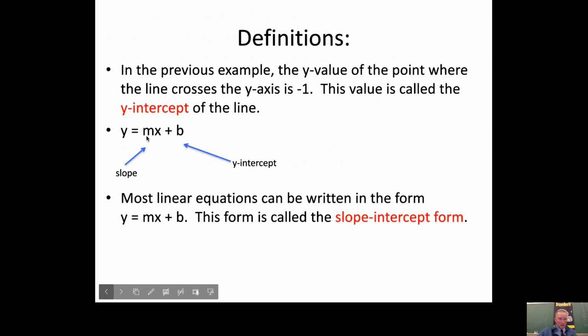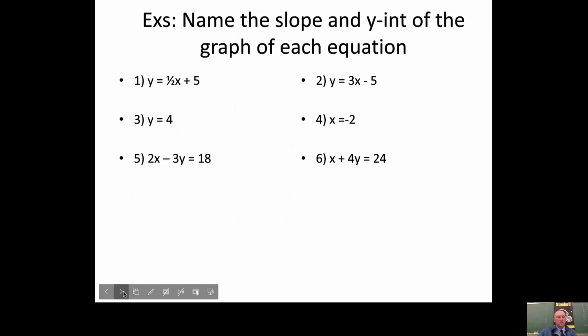So we're hoping that our equation looks like this, y equals mx plus b, because we know that the slope is in front of x, that's the m, and the y-intercept is added to that. That's what that b is. This one fits that y equals mx plus b perfectly. So you can quickly look at this one and you can say that the slope is 1/2. You can also say that the y-intercept is 5.